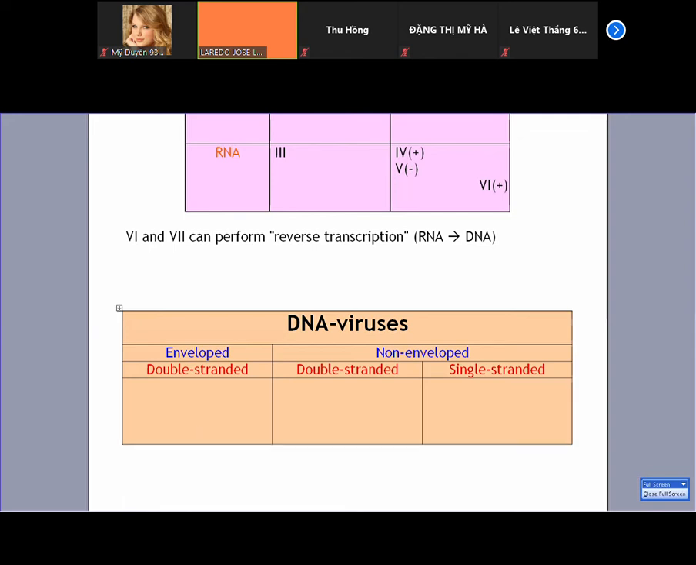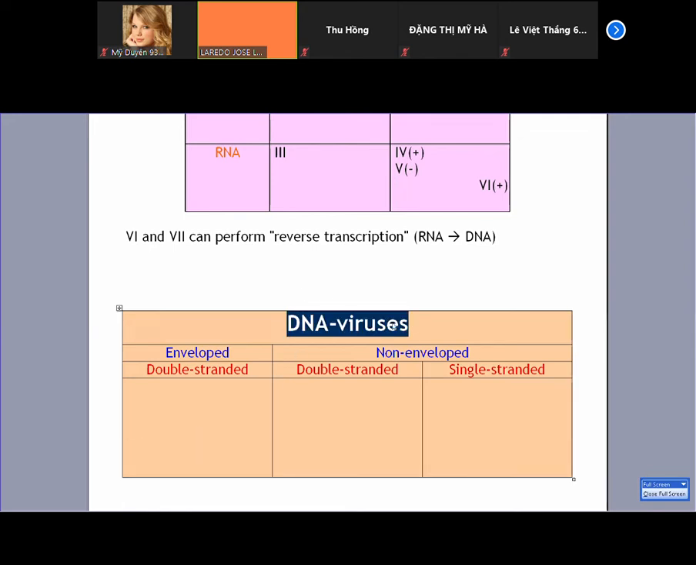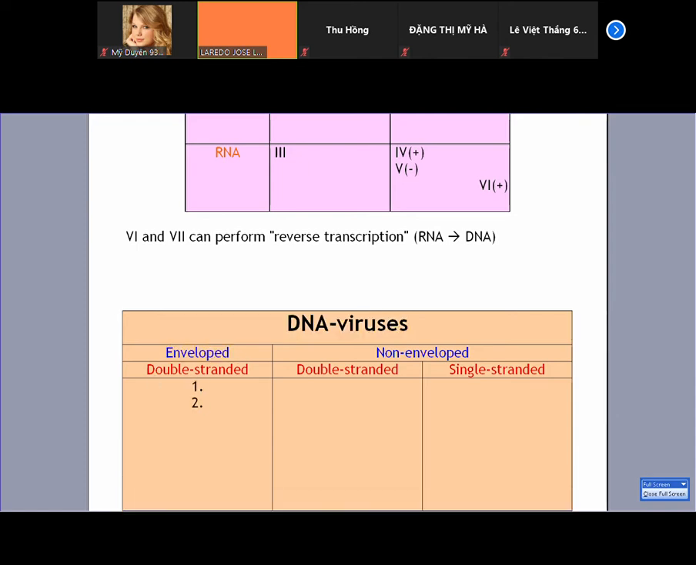We are going to start with the study of DNA viruses. DNA viruses may be classified either with envelope or without envelope. We are going to start with the study of enveloped viruses. So, DNA viruses with envelope, we have 3. And all of them are double-stranded.